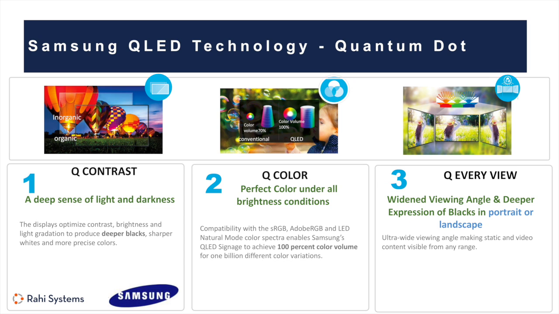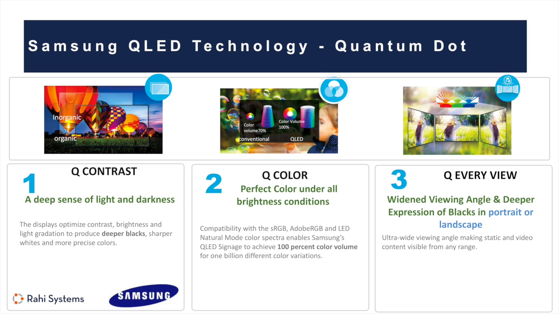The second area is Q Color, or perfect color under all brightness conditions. So compatibility with the main color targets or color spaces that are available, such as Super RGB and Adobe RGB and LED natural mode, you actually can enable Samsung's QLED signage to achieve 100% of those color volumes for 1 billion different color variations. And really what that means is we've had very limited color spaces in the past, and Samsung QLED is enabling you to see all of those, and again, making for a brighter, more artistic, and more compelling picture.